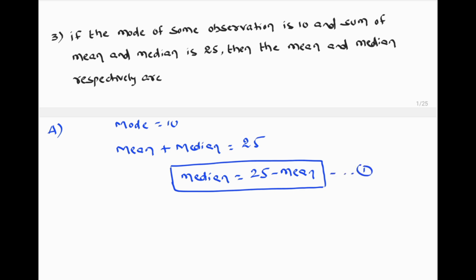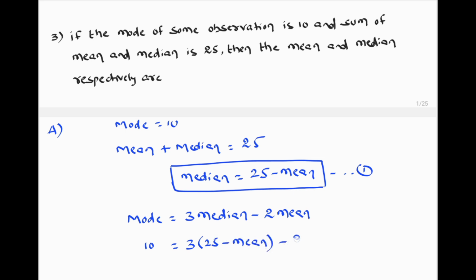Okay, we are having mode, we are having sum of mean plus median, but here we have to find the mean and median. We are having the formula na? So mode equals to 3 median minus 2 mean. Okay, now what is the mode value? 10. 3 into median. So for median we can write 25 minus mean, minus 2 mean.